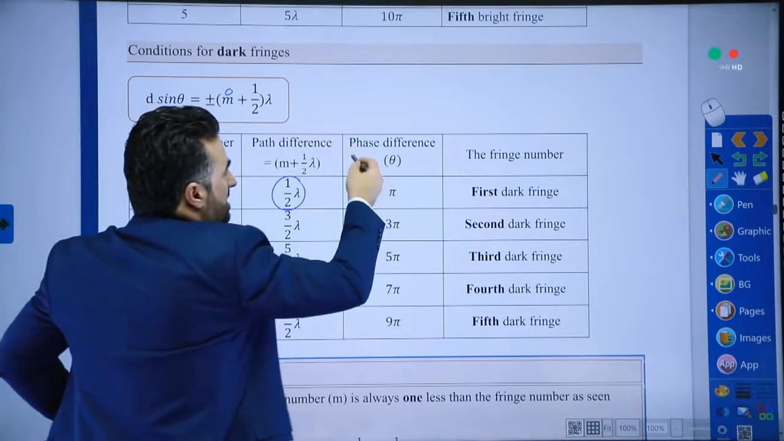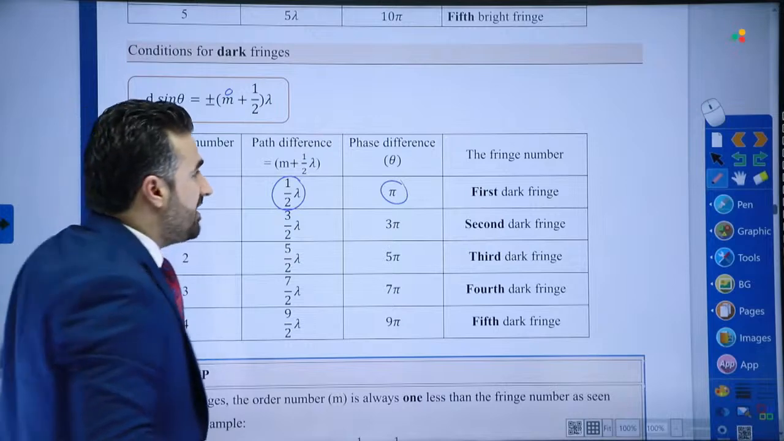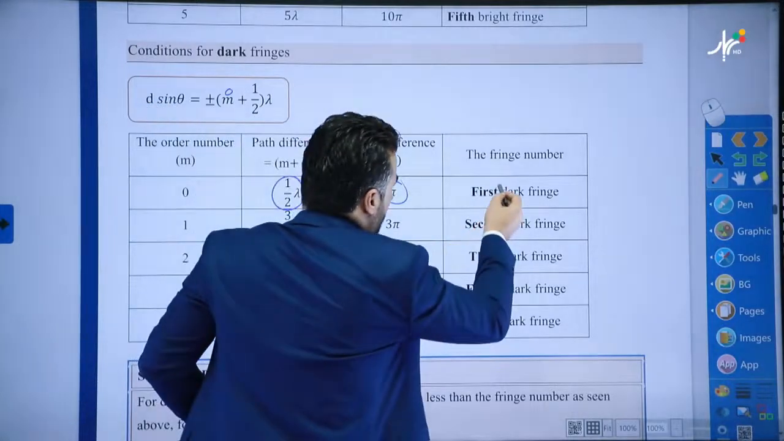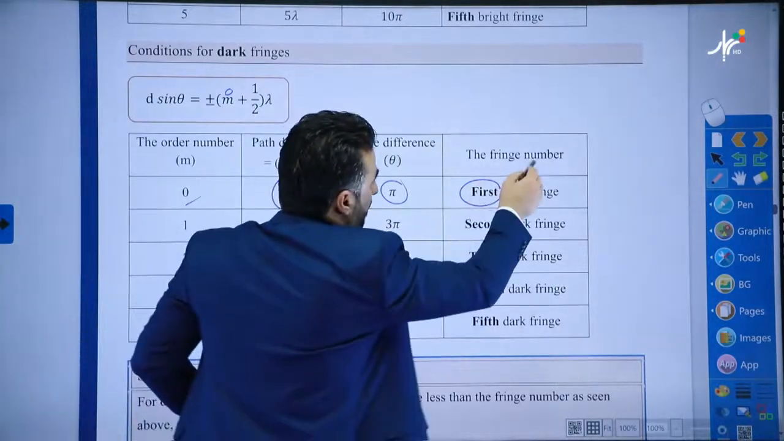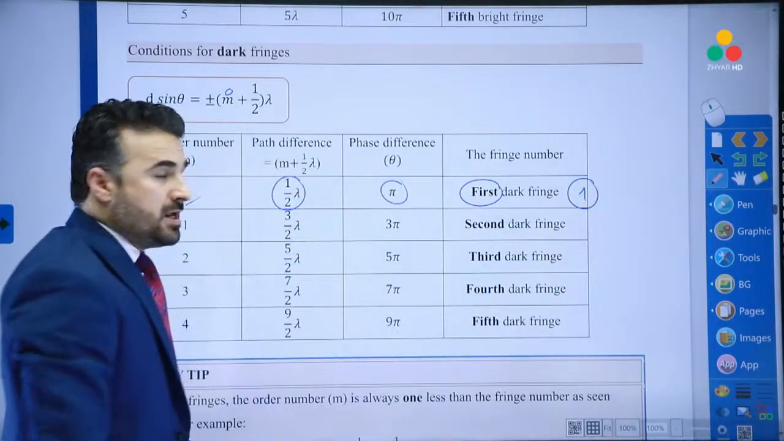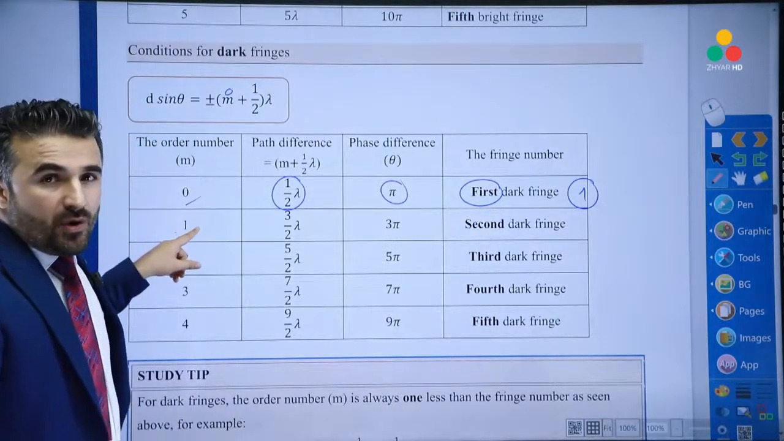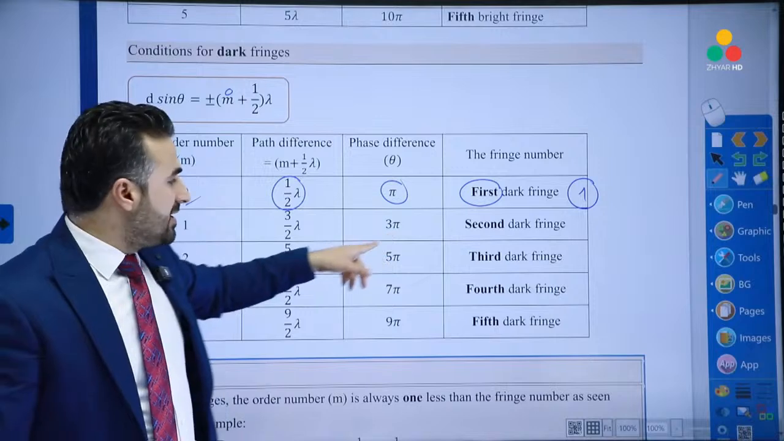But if that is the case, the phase difference is going to be just 1 pi, or 180 degrees. If it is 180 degrees, we get our first dark fringe. So you see, the order number is 0, but the fringe number is going to be 1, or first. The first one. What about when m is 1? When m is 1, of course, we get 3 over 2, and that is basically 3 pi, you can say.